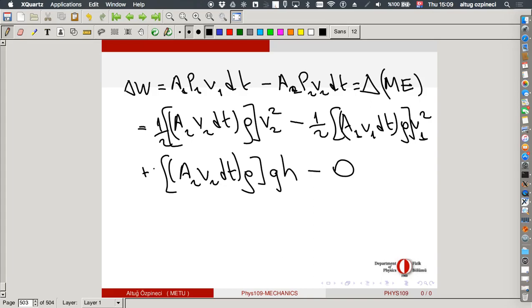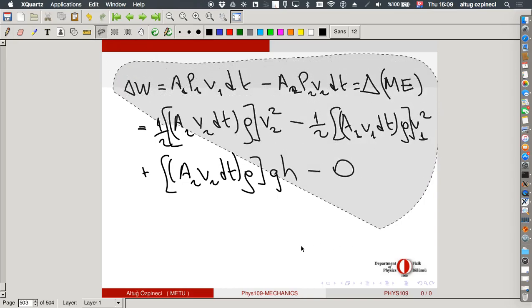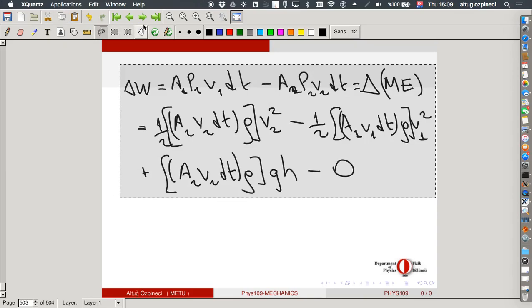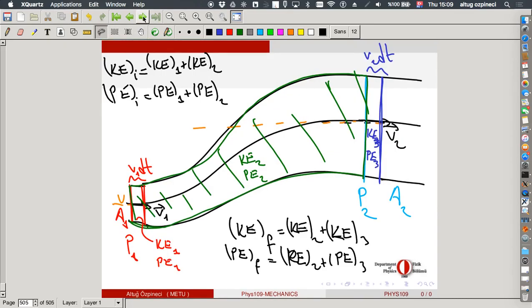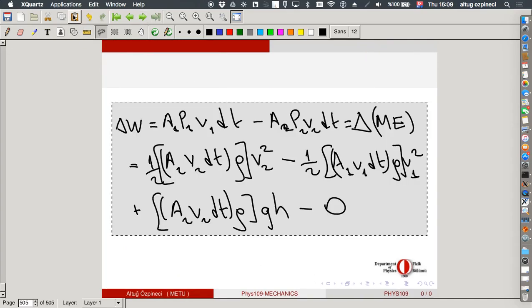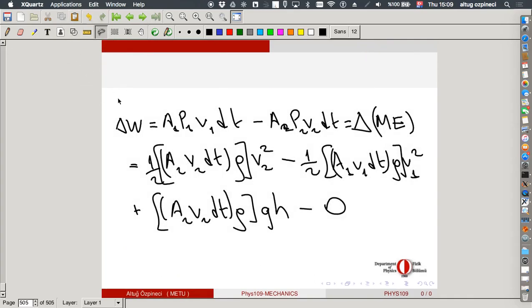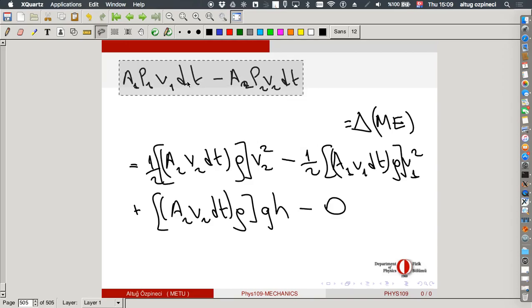Okay, so here we have this equality. This expression over here should be equal to this one. Now we can do some cancellations. So this whole thing is equal to this one.